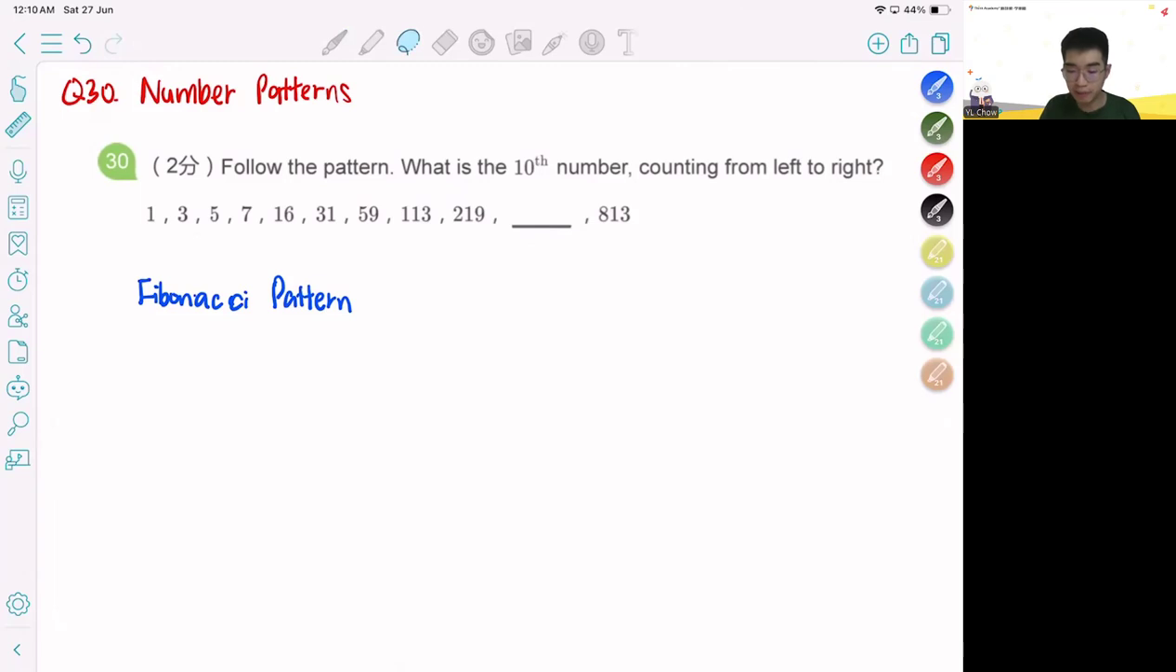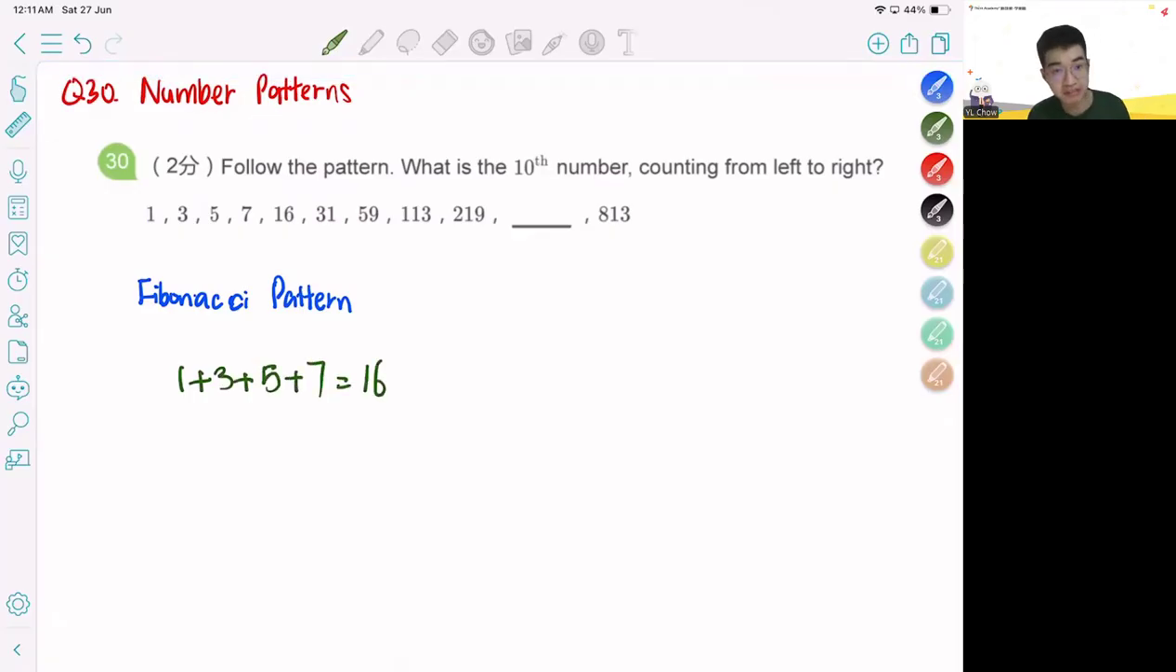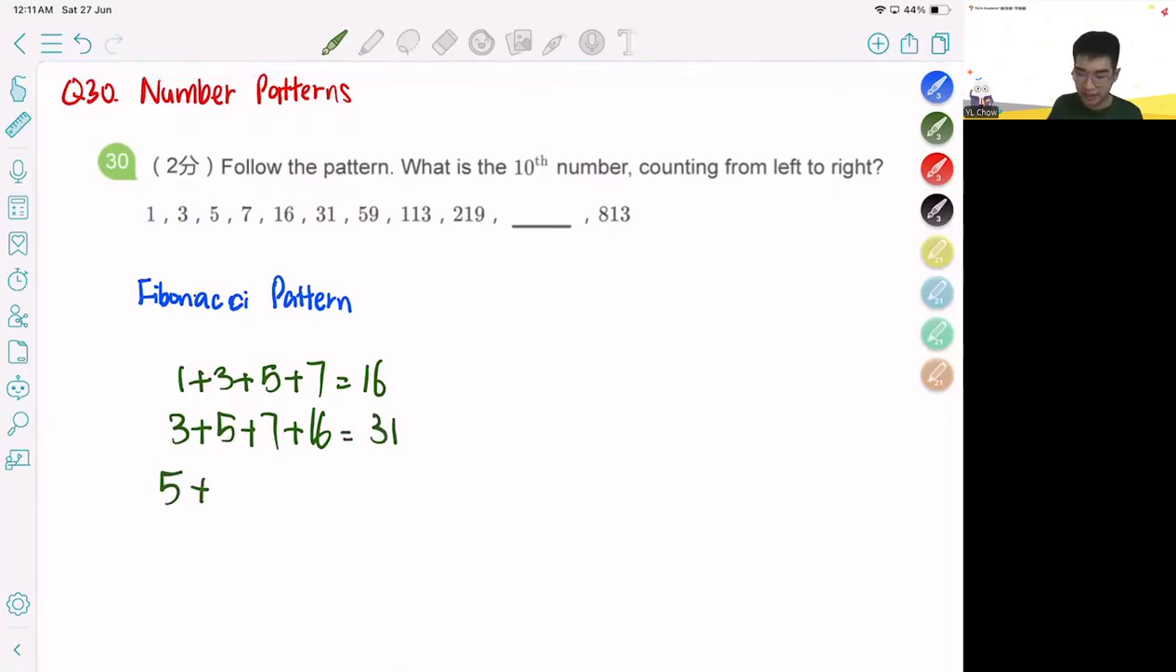Now you might think, teacher Yong Lam, 1 plus 3 is not equal to 5. Well, true, but you don't have to add two numbers to get the next number. In fact, this question is very sneaky because you actually need to add four numbers to get the next term. If you don't believe me, let's look at the first four terms. 1 plus 3 plus 5 plus 7 is equal to 16. You get the fifth number. Then let's try one more round. 3 plus 5 plus 7 plus 16 is equal to 31. And then 5 plus 7 plus 16 plus 31 is equal to 59.